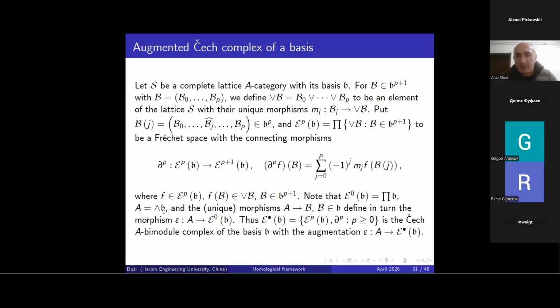At the zero term, we have just the product from the base B. A is an infimum of B, so we have connecting morphisms from A to B. And this one defines, again, a morphism to the zero term. So look, we have a Čech complex. There's a bimodule complex of the base with the augmentation. Look at this connecting map. Anyway, this is just the Čech complex, nothing else.